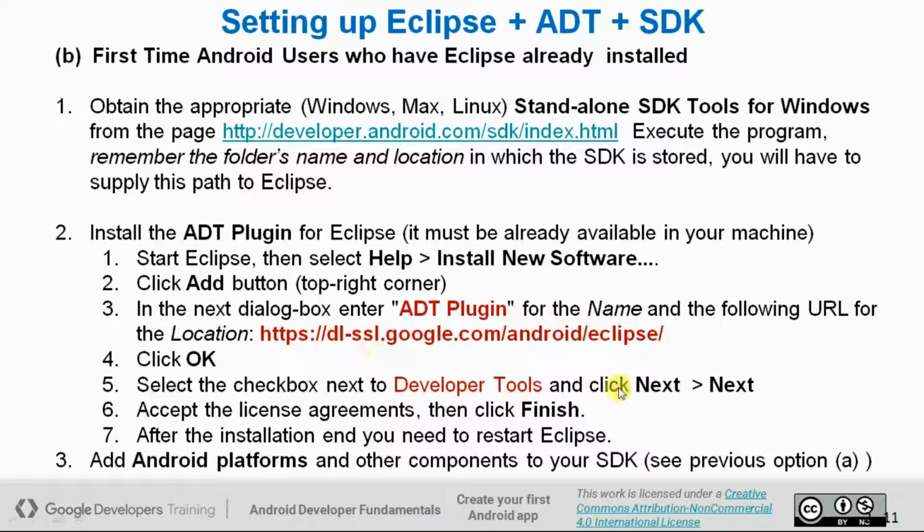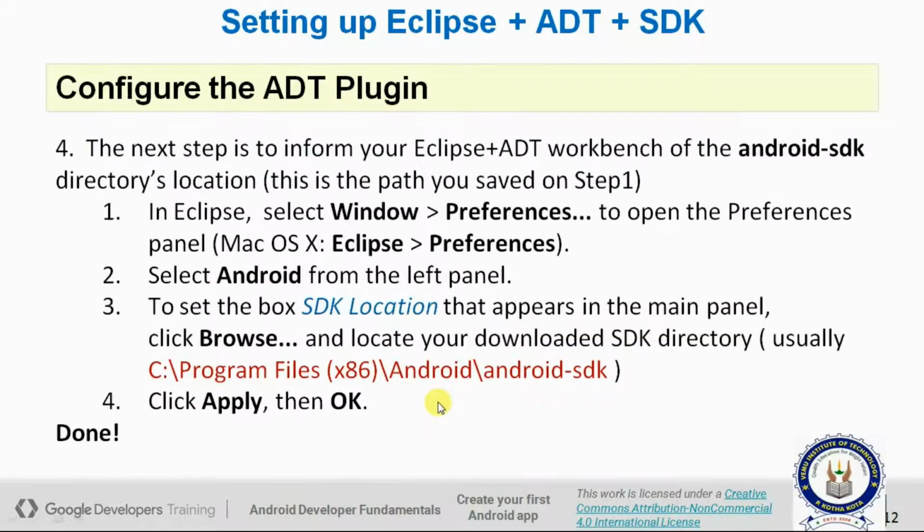Click the check boxes there, and click next and finish. It automatically upgrades from the internet. Okay, and then to configure the ADT plugin, we have installed it properly. Now we have to configure it.